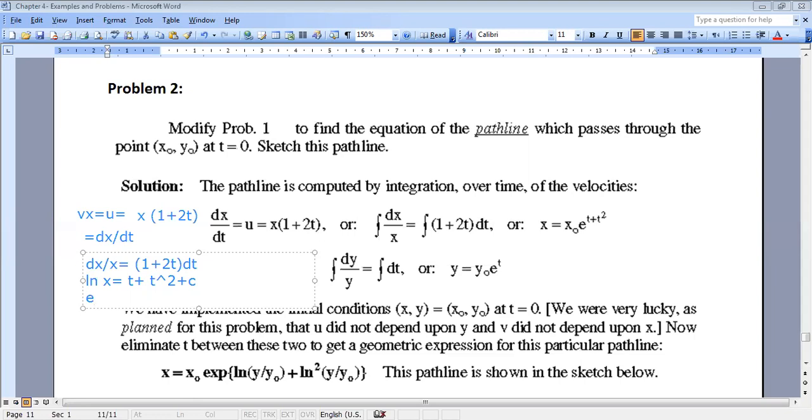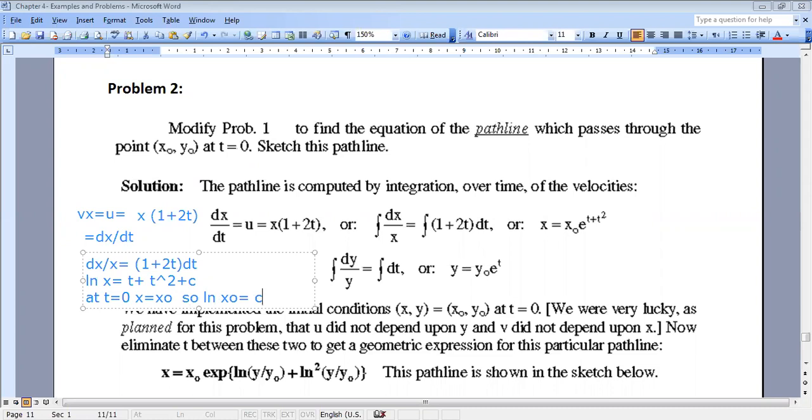But before doing the exponential of this relation, how do we find the constant c? Who will tell me? We plug in t equal to 0, and replace by x0. The boundary condition is that at t equals 0, x is equal to x0. So ln of x0 is equal to the constant c.